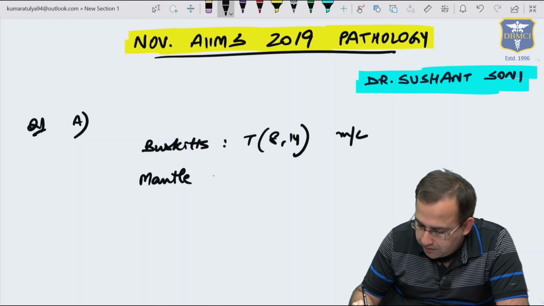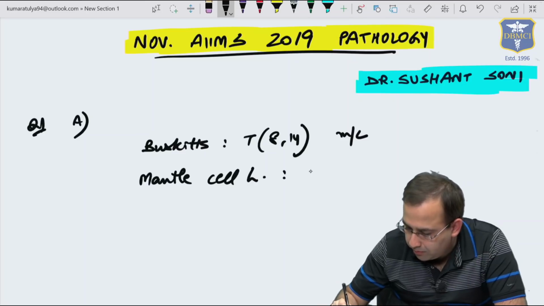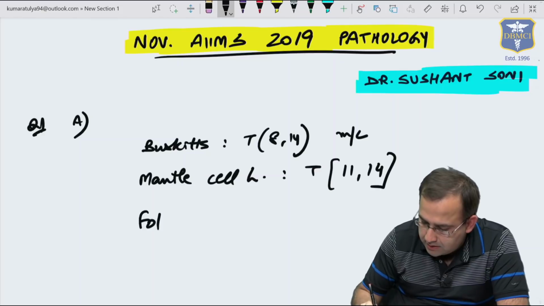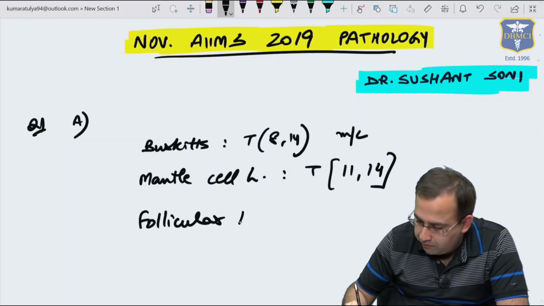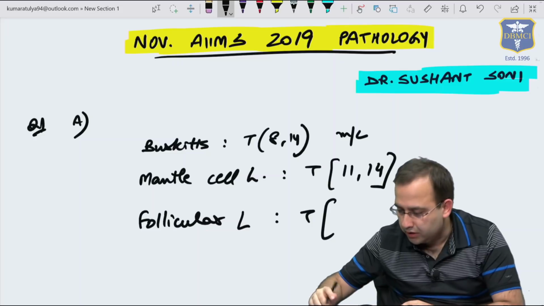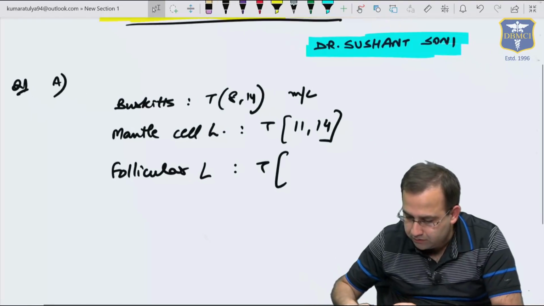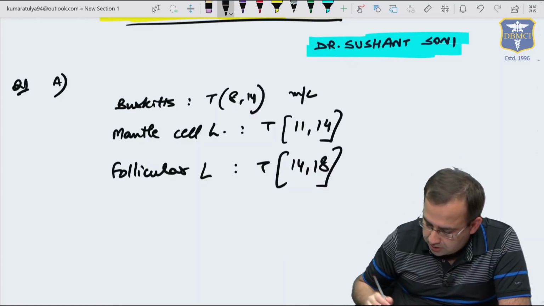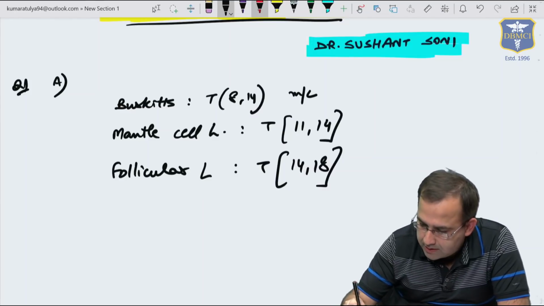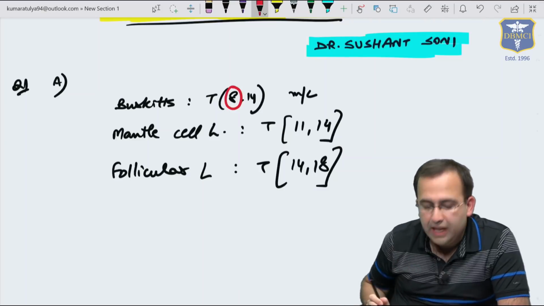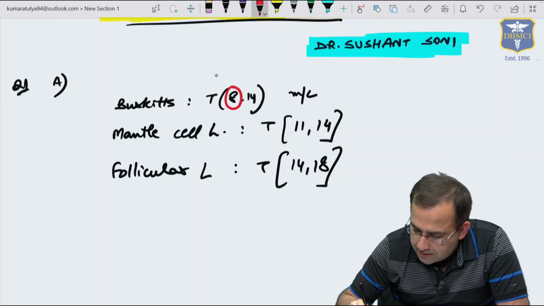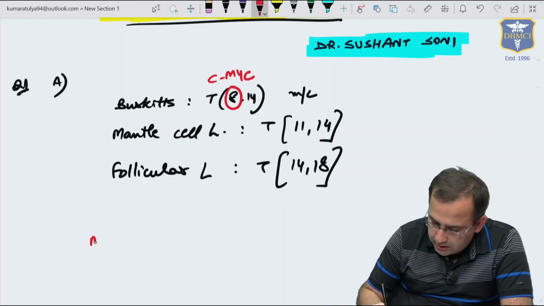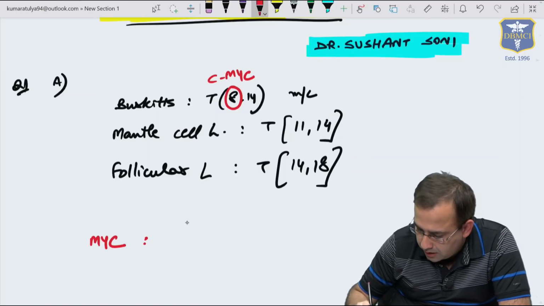Mantle cell lymphoma is translocation 11;14, whereas follicular lymphoma is translocation 14;18. Follicular lymphoma is translocation 14;18. Next point. In Burkitt's, chromosome 8 shows the presence of c-MYC. This again is an important point. So let us have a look at MYC also here only.